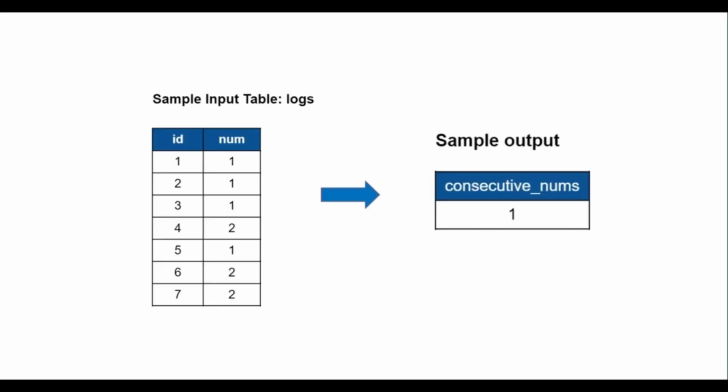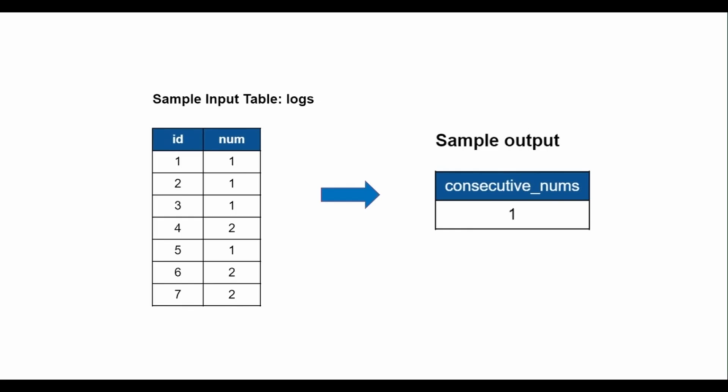To solve this, we just need to compare each row in the logs table with the next 2 rows. Specifically, we need to check whether the current row number is the same as the next row, and also that the next row number is the same as the row after that. If all 3 consecutive rows contain the same number, say for ID 1, ID 2 and ID 3, that means the number appears consecutively 3 times.